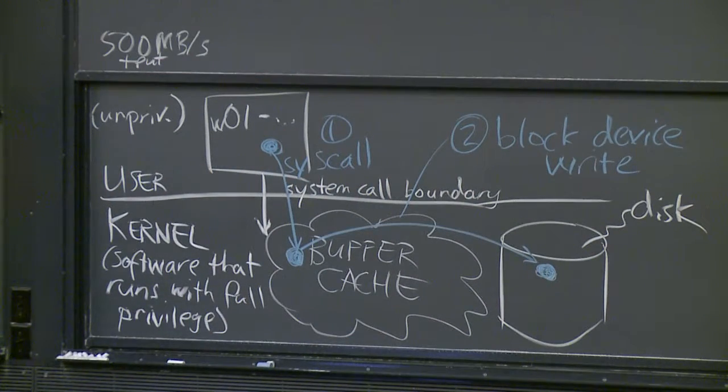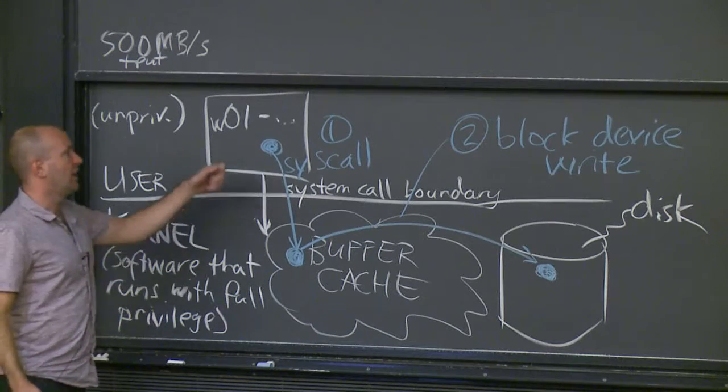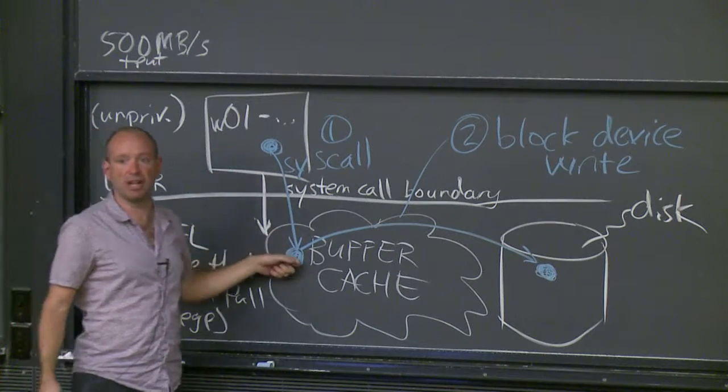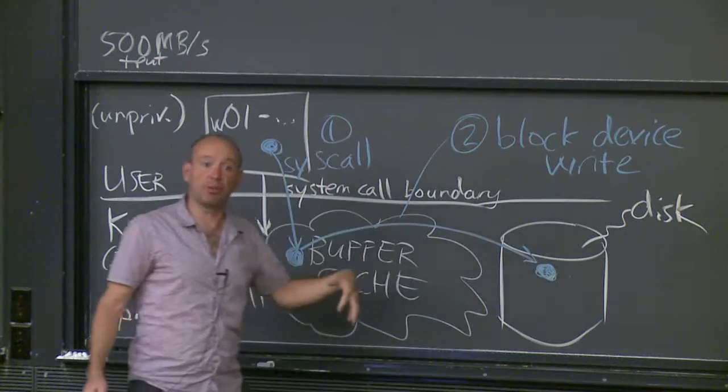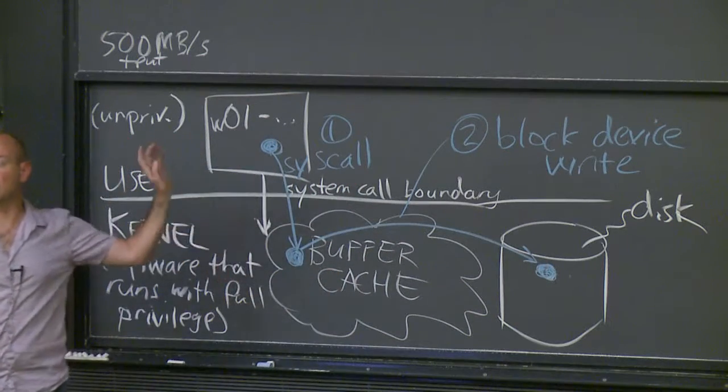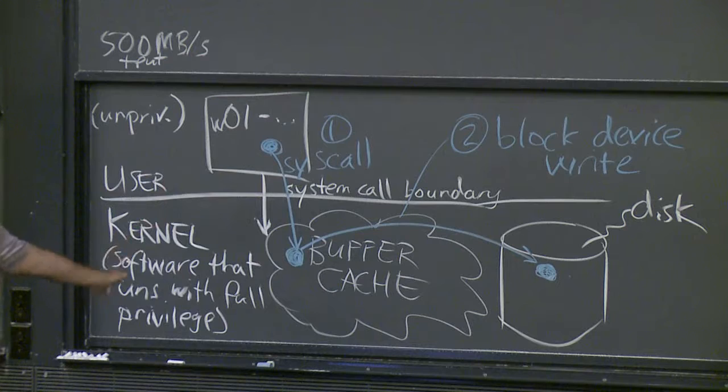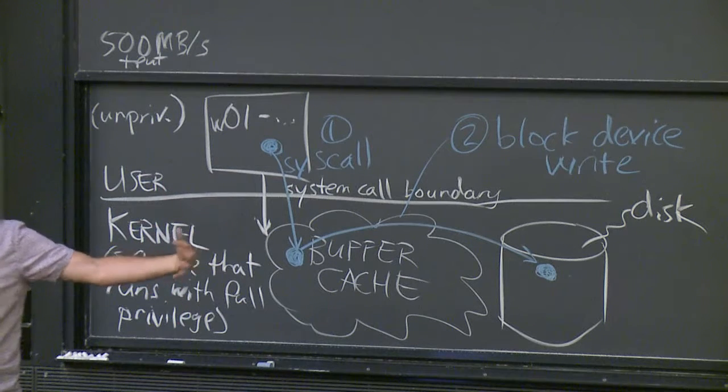The difference between W01 sync byte and W03 byte is that in W01 sync byte, the system call doesn't return until step 2 happens. In W03 byte, the system call returns right away, and the write to the block device happens potentially much later.